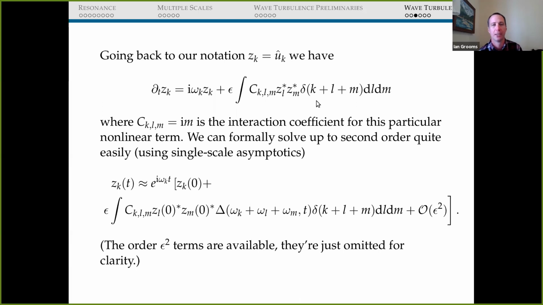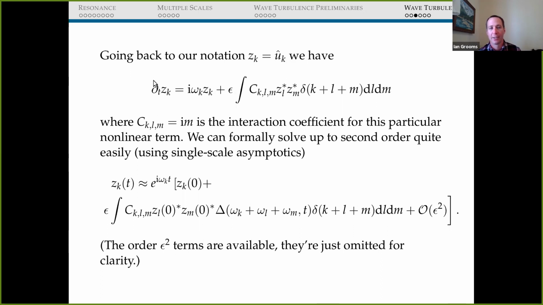Okay, I've rewritten it here. So here's my PDE. I switched notation to bring us back to something that's familiar for the triads. For the triad model, I was using Z for each mode, and for the PDE, I was using U. So now to get back to my Z notation, I'm going to take U and just replace it by Z.